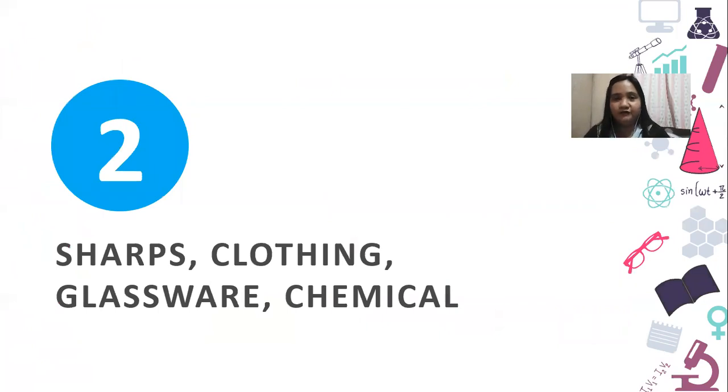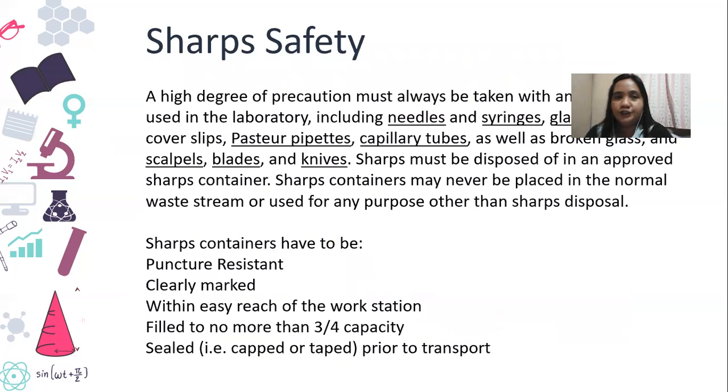The second part of the module will be sharps, clothing, glassware, and chemicals. Again, I'm repeating, these are just basic guidelines. They may not cover a lot, but at least cover what's needed at our level for chemistry. Okay. For sharps, what are the materials that we consider part of sharps? There will be needles, syringes.